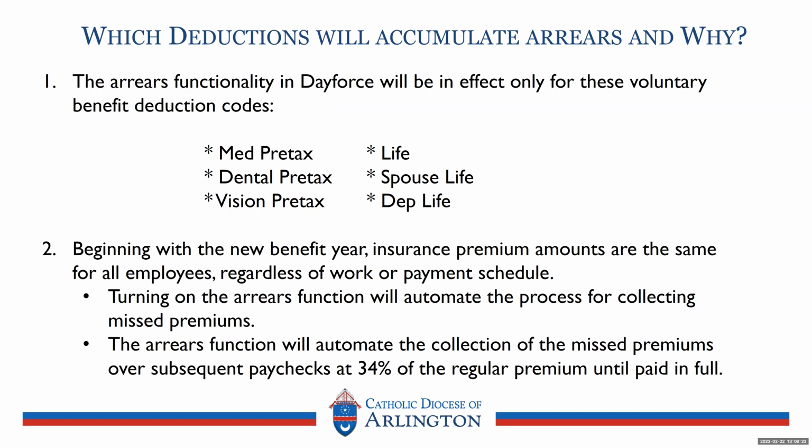And then those employees who miss a paycheck for whatever reason, because they're 10 months or they just miss a paycheck or they don't have enough to cover it, those missed deductions will go into arrears. And then the arrears functionality will automatically collect those missed premiums over subsequent paychecks at a rate of 34% of the regular premium until it's paid in full. So I want to highlight that regular premium. It's not 34% of the arrears balance, but 34% of what the normal premium would be for that benefit.